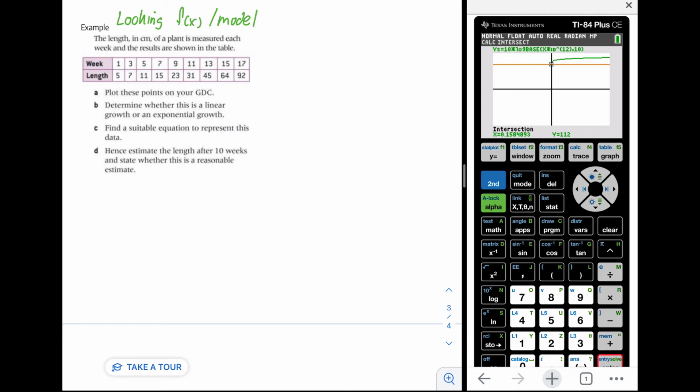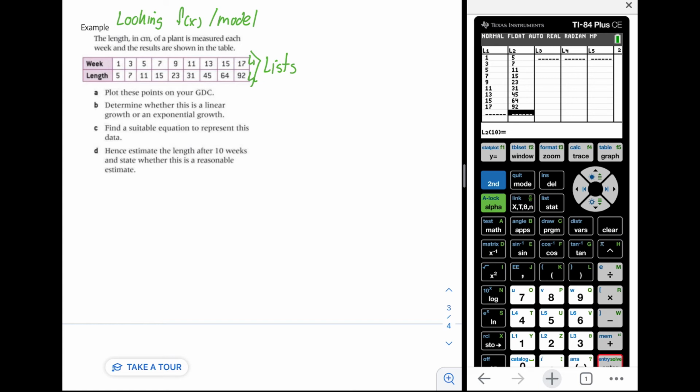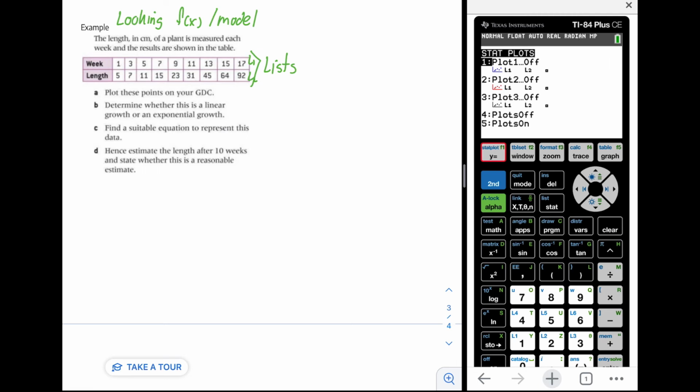So the first thing we do is when we have data, every time we're going to put this into our lists. So we're going to have L1 and L2. Pause the video at this time and put in your data. Once you have your data, then the first part is plot these points into your GDC. So in order to plot these points, we need to turn on our stats plot. So we can go second function, y is equal to, and we want to turn plot 1, which is going to be list 1, list 2. We want to turn this on. We want to choose always the type scatter plot, and we're good to go.